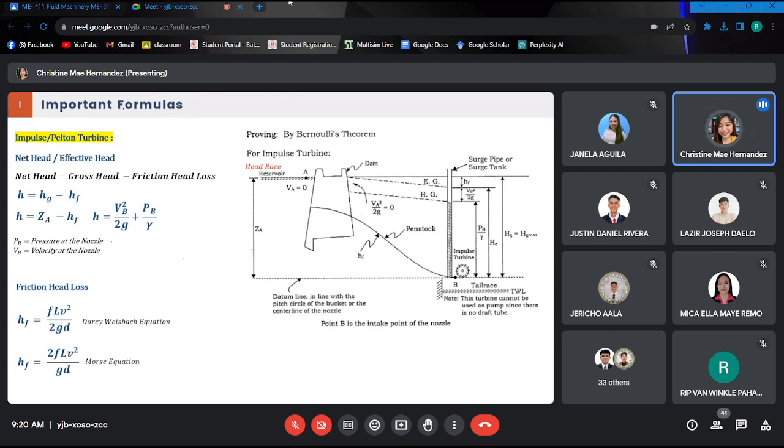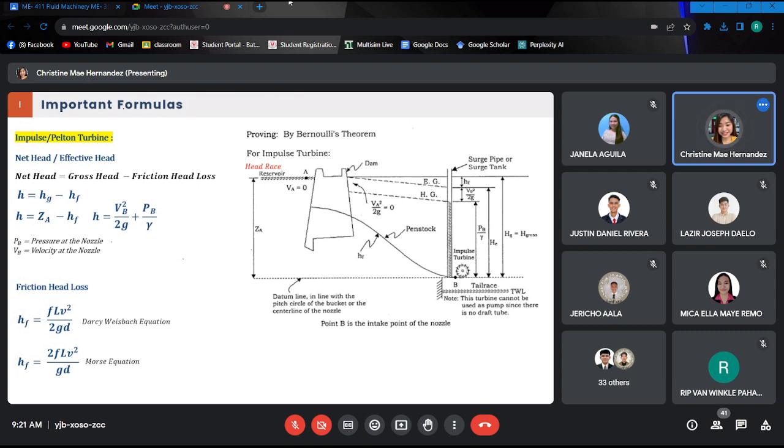So, dalawa, puwede siyang Darcy and Morse. Pero 'di ba si Darcy is equal to 4 times Morse. So, hindi natin gagamitin si Morse since yung value niya lalayo sa sagot mismo natin. So, mas accurate si Darcy kaysa sa Morse. Kaya lagi natin ginagamit si Darcy. Okay, so ganun lang siya.